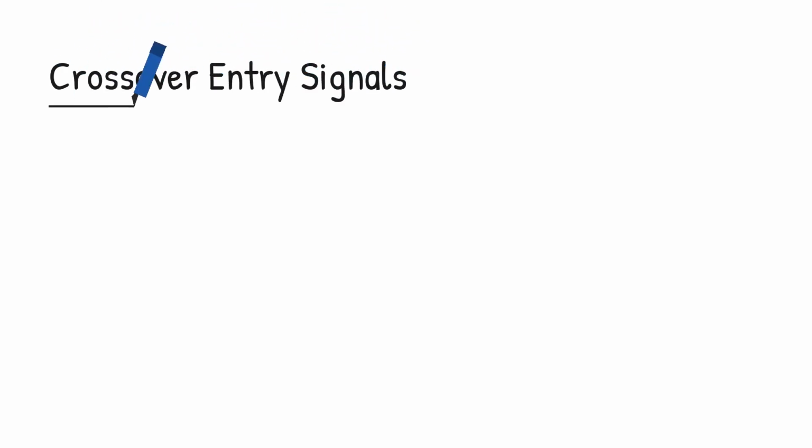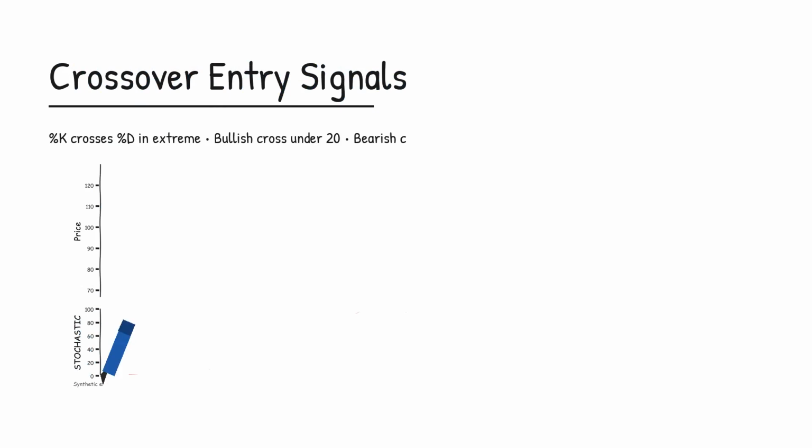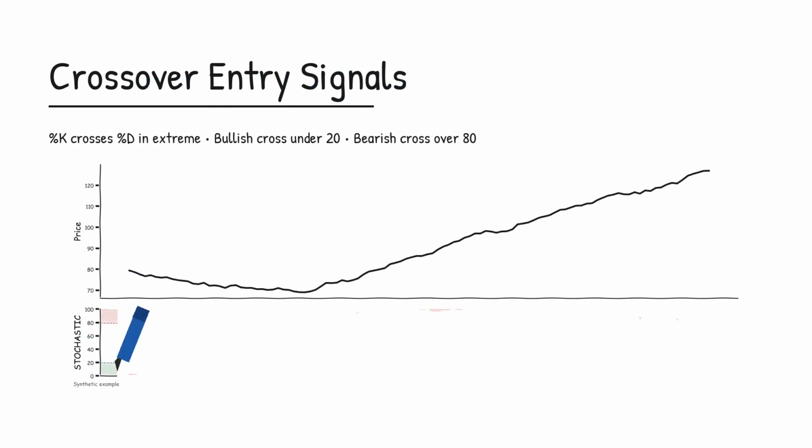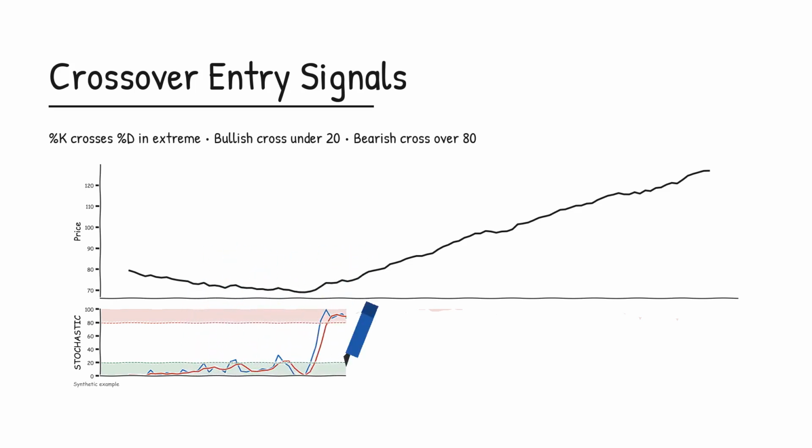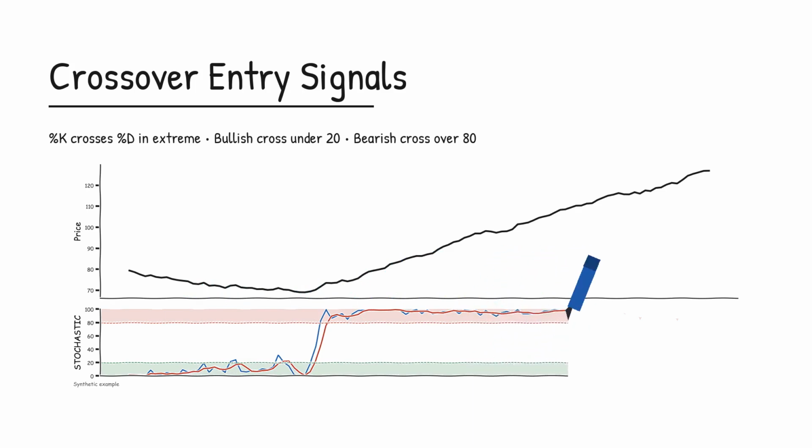The cleanest entry signal is a %K crossing %D in an extreme zone. A bullish cross below 20 suggests buyers are stepping in after exhaustion. A bearish cross above 80 suggests distribution. The further into the extreme zone the cross occurs, the higher the probability. Crosses near 50, the midline, are noise unless confirmed by trend structure.